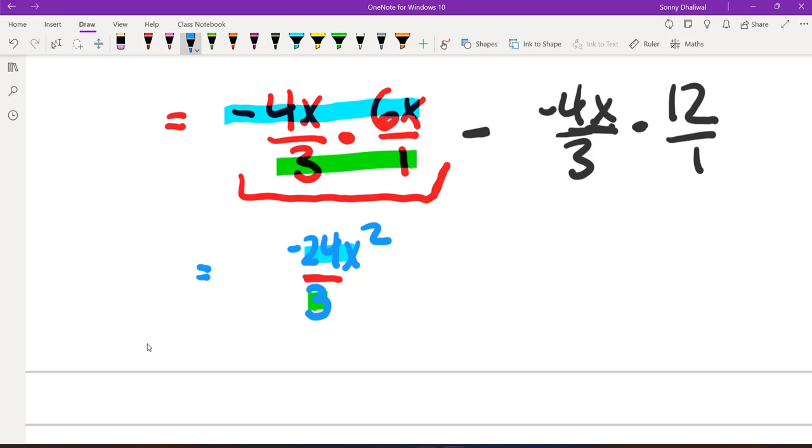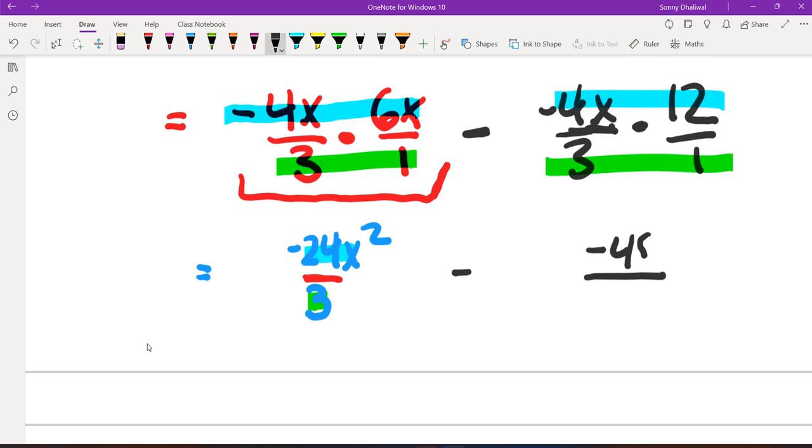Now, we do the same thing for the other one, right? We multiply the tops across, multiply the bottoms together across, right? What do we have on the top? What do we have on the bottom? What's our numerator? What's our denominator? Negative 48x on the top. 4 times 12 is 48, and the x has nothing to combine with. And how about the denominator? 3. Okay?